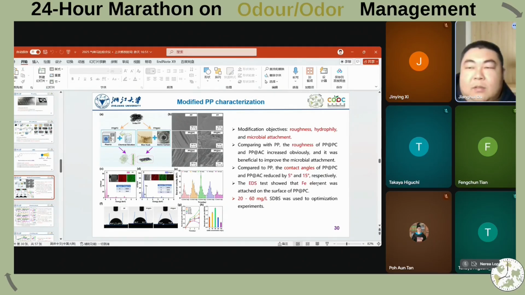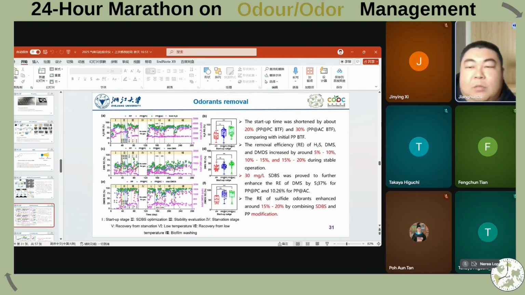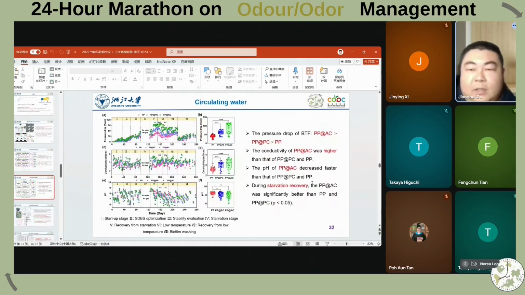It suggests a higher water absorption. The startup was shortened by about 20% in PP@PC BTF and 30% in PP@AC BTF. The pressure drop of BTF from high to low is PP@AC, PP@PC, and PP. That means the PP@AC packing showed a higher biomass accumulation.